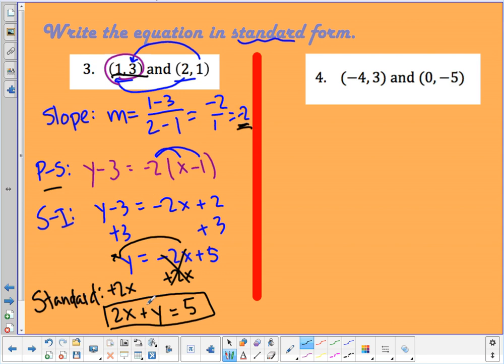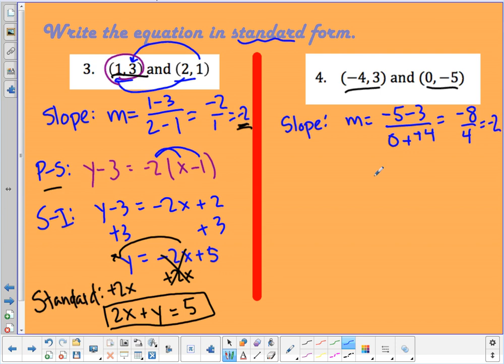Let's try that one more time in number 4. So again, in number 4, the only thing I can do with 2 points is find the slope. So that's what I'm going to do first. Find the slope. So again, slope is change in y over change in x. That's -5 minus 3 over 0 minus -4. Put that double negative there. You're subtracting -4. So -5 minus 3 is -8, and 0 minus -4 is plus a positive. That's +4. -8 divided by 4 is -2. Oh, I have a slope of -2 again.